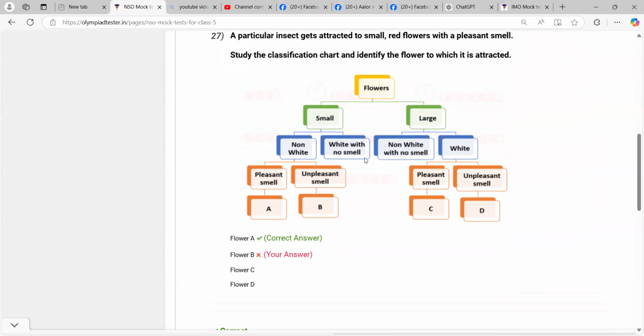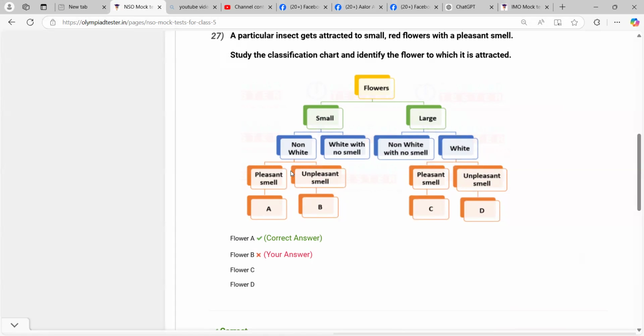This is not white. White with no smell. Pleasant smell, unpleasant smell, which are non-white. Pleasant smell A and unpleasant smell, this is B. So non-white means obviously it can be red, and it has a pleasant smell to which the insects are attracted. See, the insect gets attracted to the small red flowers with a pleasant smell. So this is the flower A. So the correct answer is A.